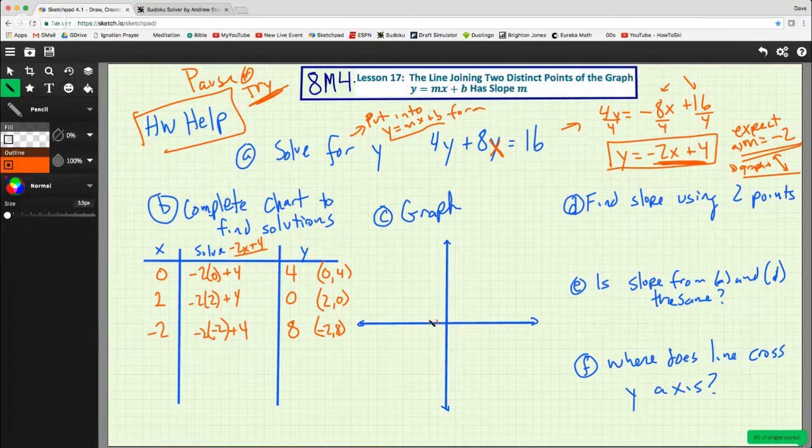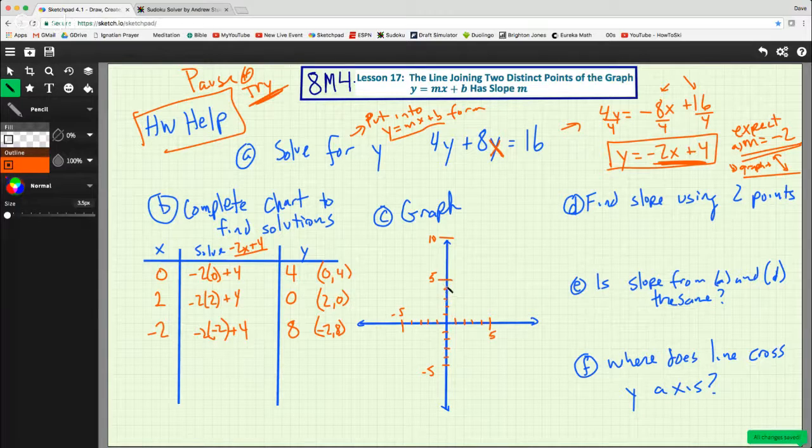So 1, 2, 3, 4, 5. This is 10 here. Negative 5, negative 5, 5.